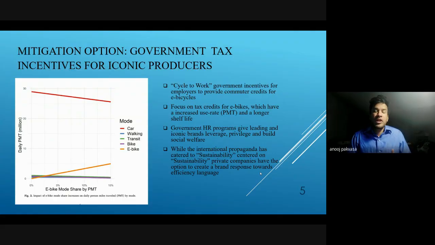A lot of people buy bikes for 1 month and then they just give up. Here with e-bikes, there seemed to be a longer sustained methodology. And at that same time, when we think about the language of sustainability, I think companies have a chance to create it towards more efficacy and efficiency, and government HR programs that give companies that ability, give HR programs leverage, privilege, and build social welfare.